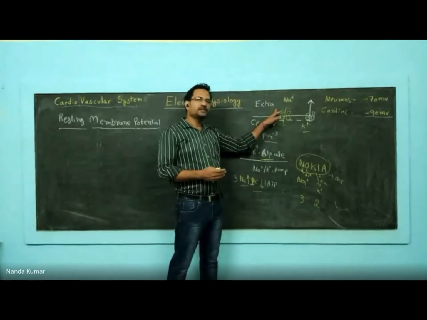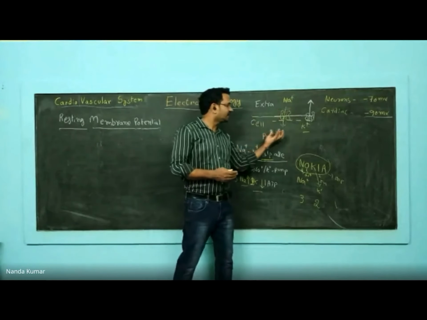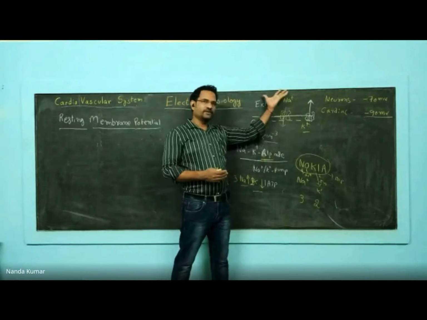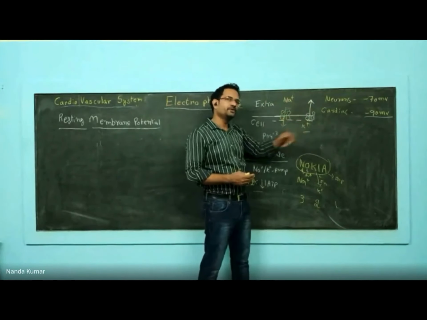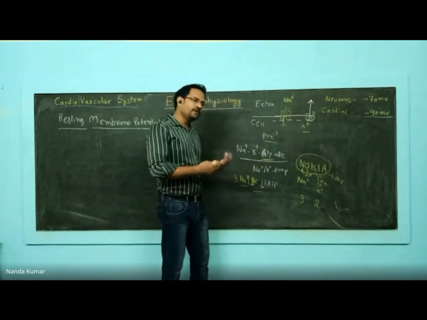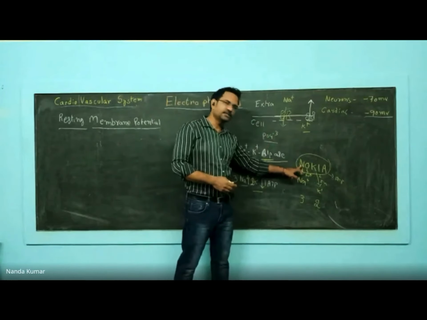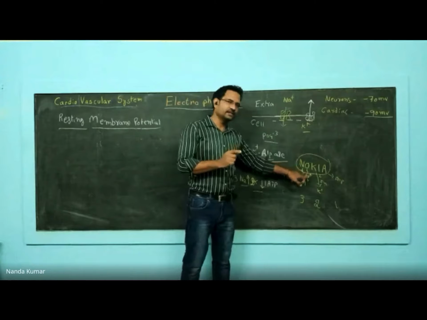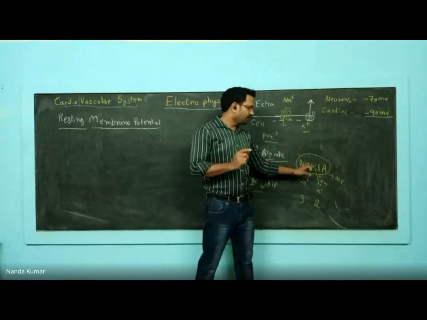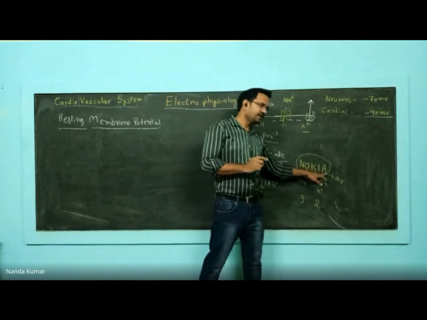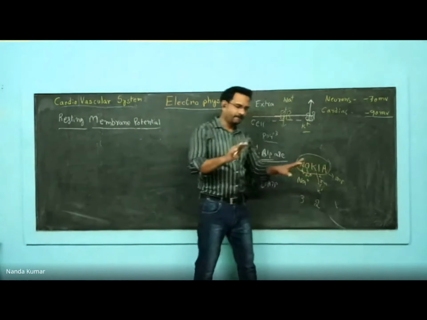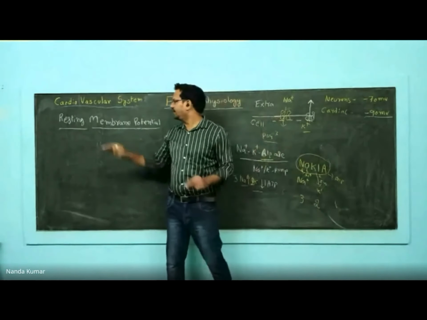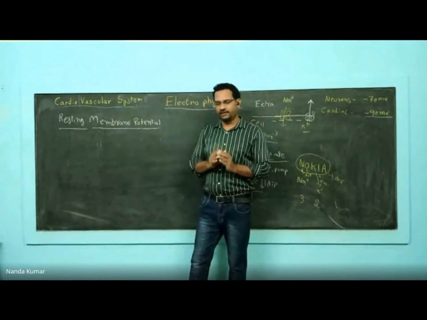Already sodium concentration is high outside, but it takes 3 sodiums and sends them out of the cell. 2 potassiums it brings back into the cell by using 1 ATP. To remember it easily, remember Nokia. N stands for sodium, goes outside the cell. K stands for potassium, brought inside by using ATP. 3 sodium, 2 potassium, 1 ATP. So these things will maintain the resting membrane potential.